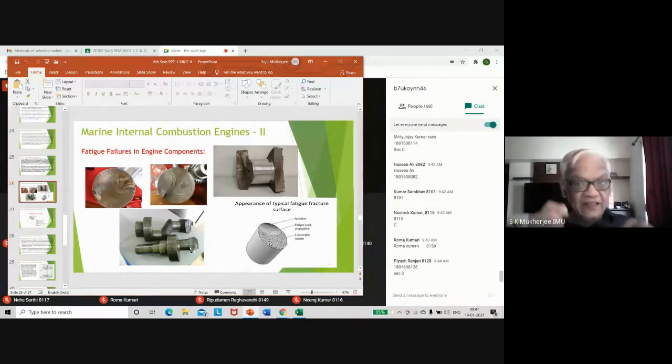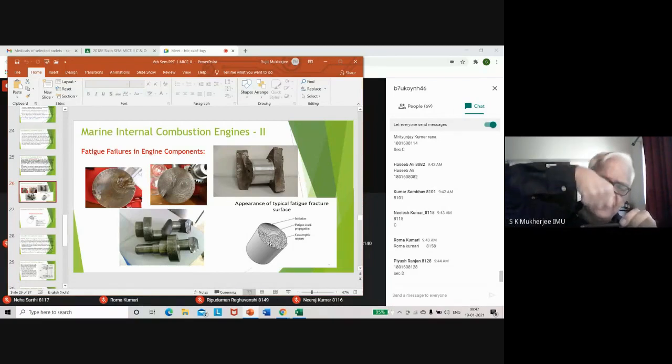Now, in some crank pins, or rather all crank pins, I will say, there is an oil hole. So that oil hole has to be made very carefully. It is not any random oil hole for the oil to come out. It is made at a section where there is minimum stress, the neutral axis.